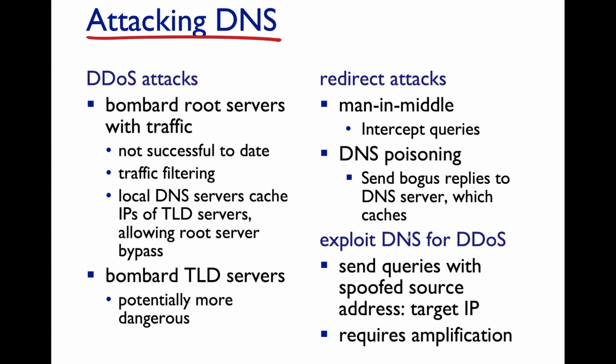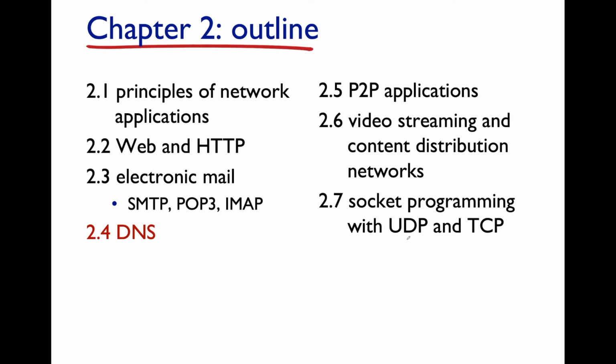You could also exploit DNS for DDoS. You can send queries that spoof the source address and the target IP, right? And this requires you to do a lot of things to amplify, so respond to a lot of queries and insert yourself in the middle. So there's lots of things you can do, but people as of late have gotten pretty good at protecting against and circumventing these types of denial of service attacks, where you try to hack or disrupt, rather, the DNS queries and responses. So that's all I have for today.